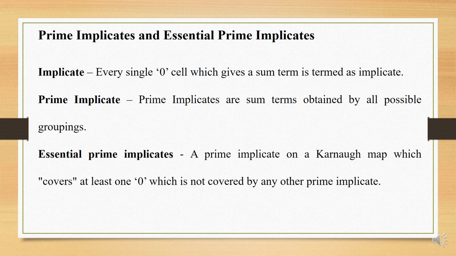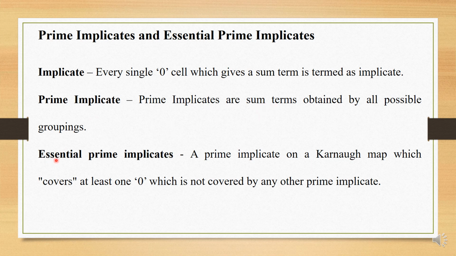Let us look into what is an implicate. Every single logic 0 cell gives a sum term which is termed as an implicate. So every logic 0 cell will be called an implicate. The second one is prime implicate. The prime implicates are obtained by all possible groupings of logic 0 cells, which gives rise to a sum term.